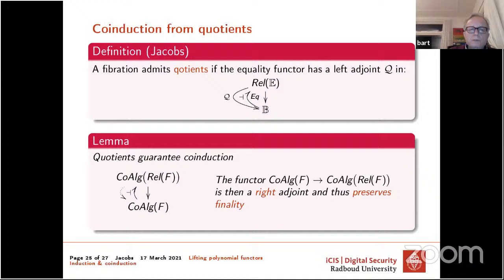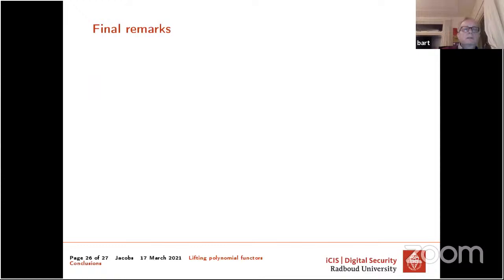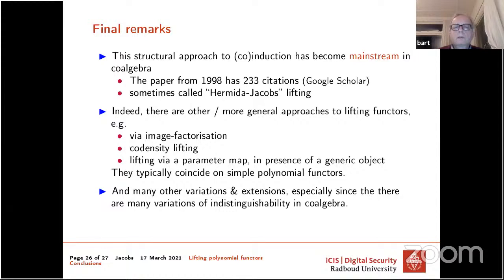So I'll come to conclusions nicely in time, my final remarks. So what I've shown is a structural approach to co-induction and induction. I think it has become mainstream in coalgebra, but I should emphasize this is a very, very simple situation. So I looked up this paper with Hermida from 89. It has by now 233 citations, which is non-trivial for a theoretical paper.